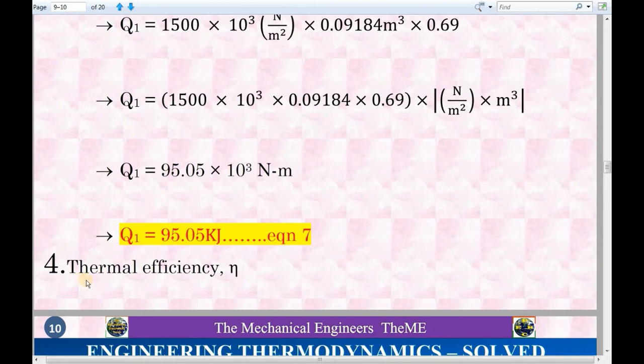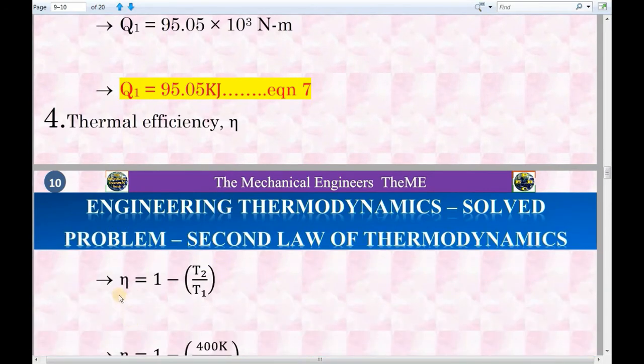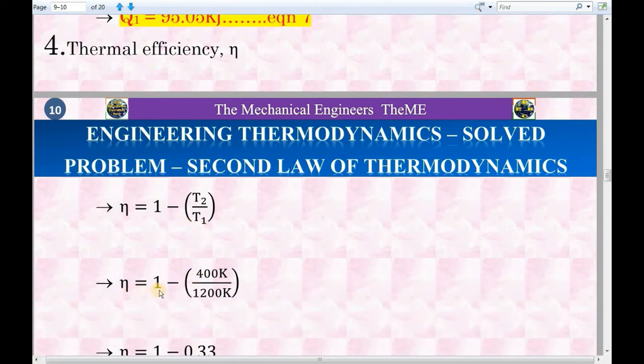Next we will find the value of thermal efficiency, which is taken as neta. The universal formula for thermal efficiency of Carnot engine is neta is equal to 1 minus T2 by T1. So in this formula we know the values of T2 and T1. That is T2 is nothing but TR and T1 is nothing but TA. So just substitute the values. We get neta is equal to 1 minus 400 Kelvin divided by 1200 Kelvin. So in this RHS, 400 Kelvin divided by 1200 Kelvin is 0.33.